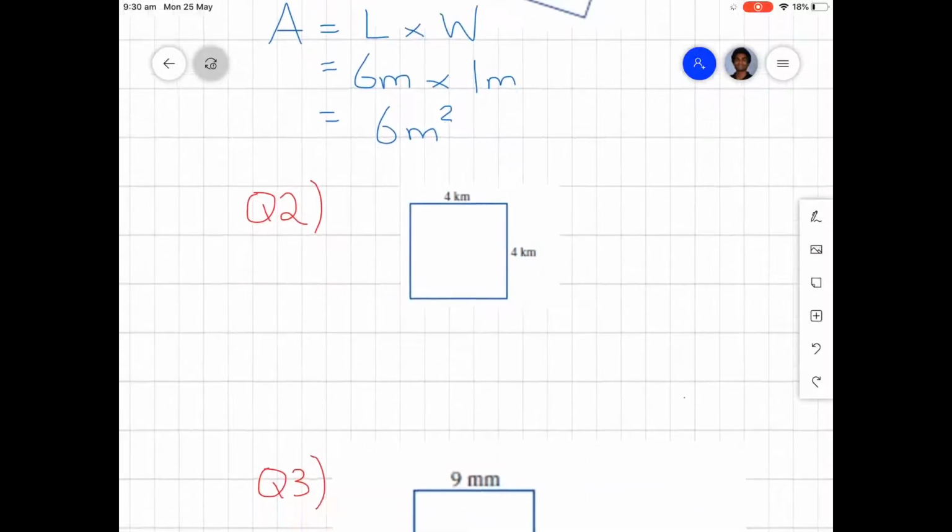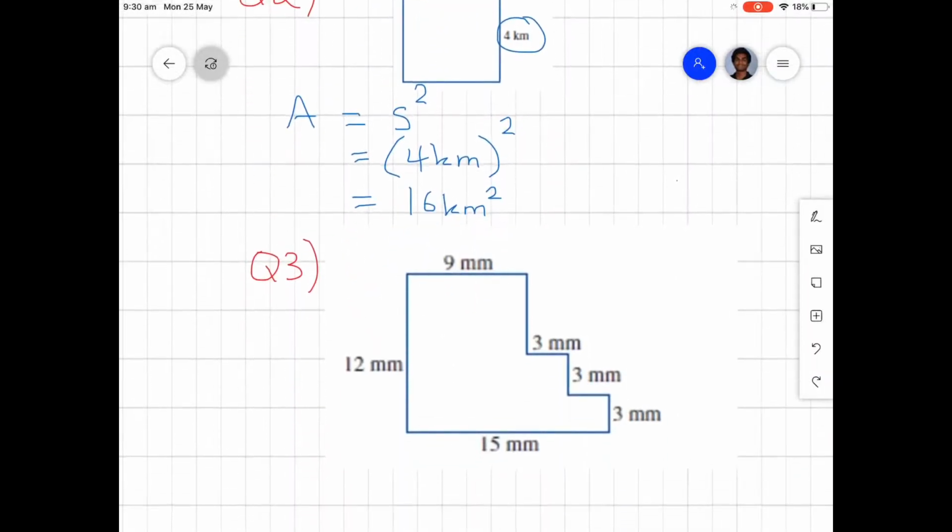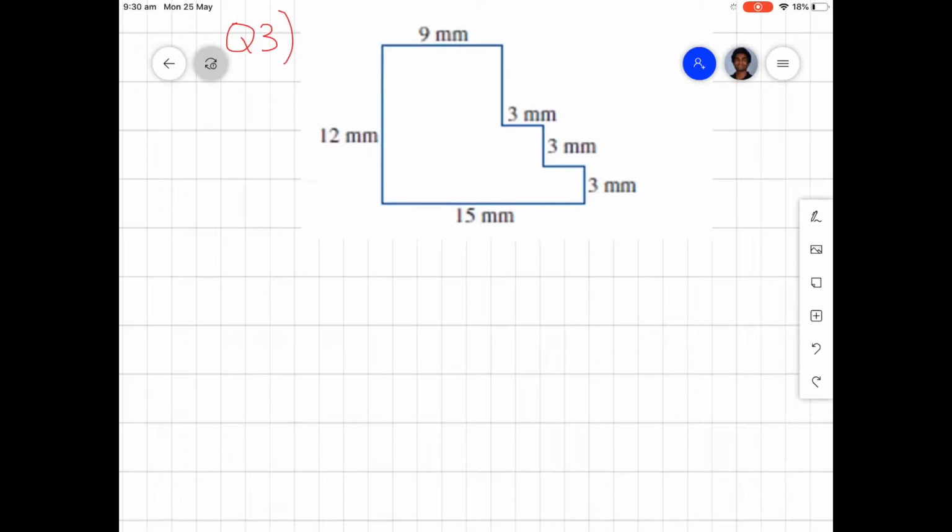All right, question 2, we can identify that that is a square because both of these sides are equal, 4 kilometers and 4 kilometers. So using our square formula, area equals the side squared. One of our sides is 4 kilometers, and 4 kilometers squared, which is 4 times 4, will be 16 kilometers squared. So those two are pretty straightforward. These next 2 questions, however, do get a little bit more complicated.